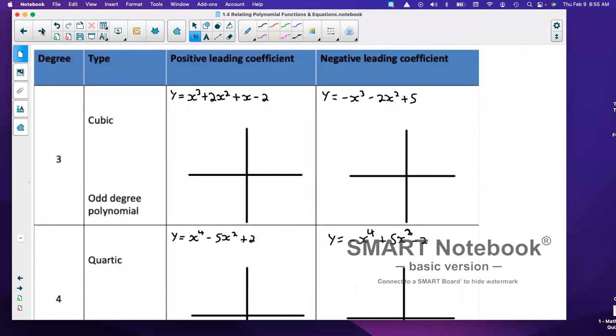Okay, so the next one is a degree 3. A degree 3 function is a cubic function, so it has its largest exponent as a 3. Technically, that's an odd degree because 3 is an odd number. Now, if I graph this function here, I get something that looks something like this. Now, if I have a cubic function with a negative in front, I get something that looks like this. So that is a cubic function.